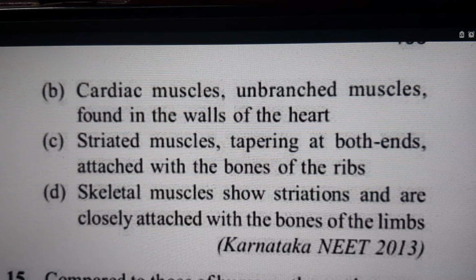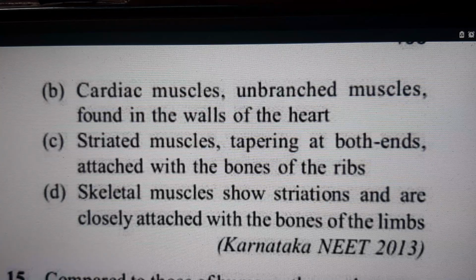C, striated muscles. Yes, skeletal muscles also are called striated muscles. Taper at both ends? No, this is the characteristic of smooth muscles. They form a shape which is fusiform when they taper at both ends. So this is not correct. Attach the bones of ribs? No, this is also not correct.